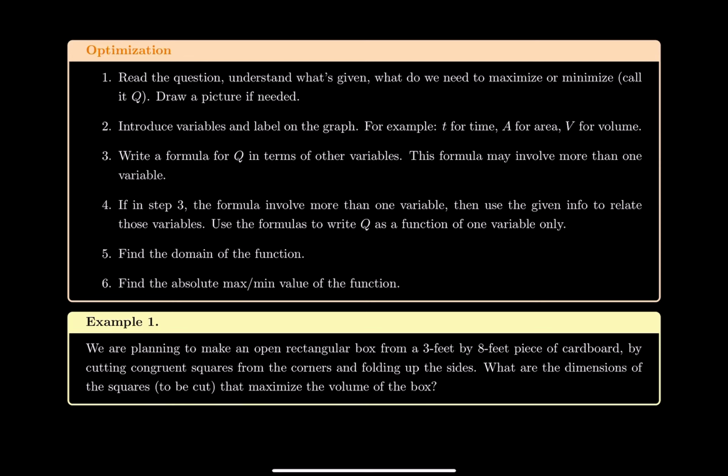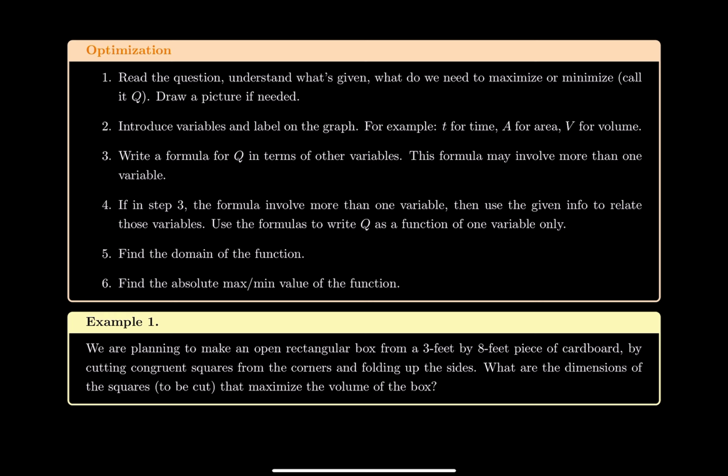In this video, I'm gonna talk about optimization in Calculus 1. Let's first look at some steps you need to do before you do the questions. First, we should read the question and understand what's given. I know this part, you might think, oh, I just read the question, but what I mean by that is we should know what we need to maximize or minimize, what's given to us, and you should draw a picture if needed.